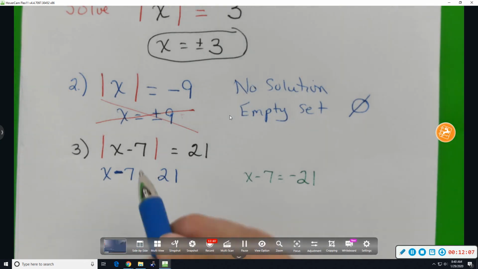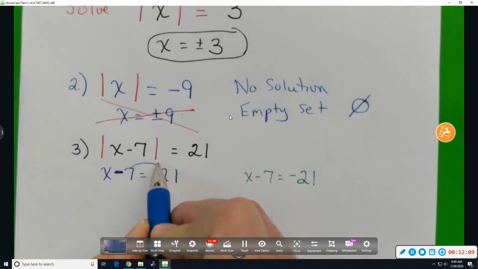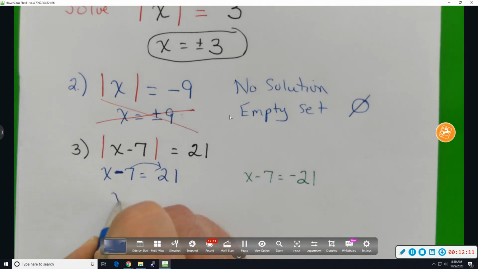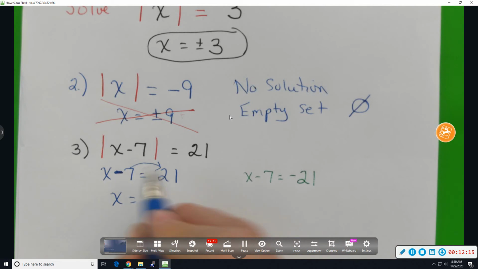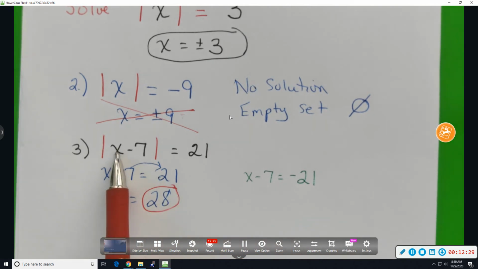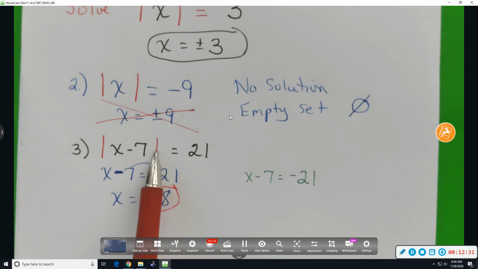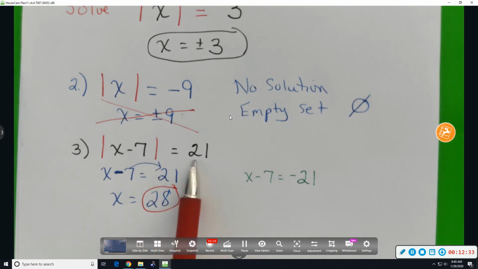So how would I isolate the x? What would I need to do? Okay, add 7 to both sides. My little move the 7 over and change the signs. So what number would x be? 28. Since 28 is all you're going to type in, I'll just circle that. Now that one you can check real easily in your head. If you plug 28 in for x, 28 minus 7 is 21. The absolute value of 21 is 21.